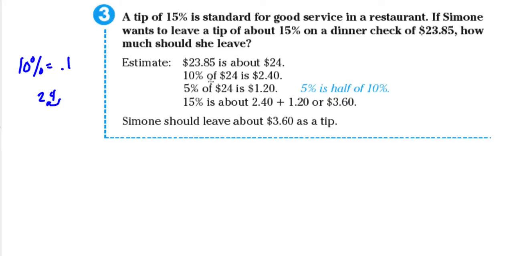Again, going back here, first you estimate it to the nearest whole number, and then get 10% of that, which is simply moving the decimal one space to the left. In this case, it is $24. The 10% of that is 2.4, and then simply get half of 2.4, which is $1.20, and then add it to 2.4. That leaves you with $3.60. No need of a calculator. You can leave a tip of $3.60.